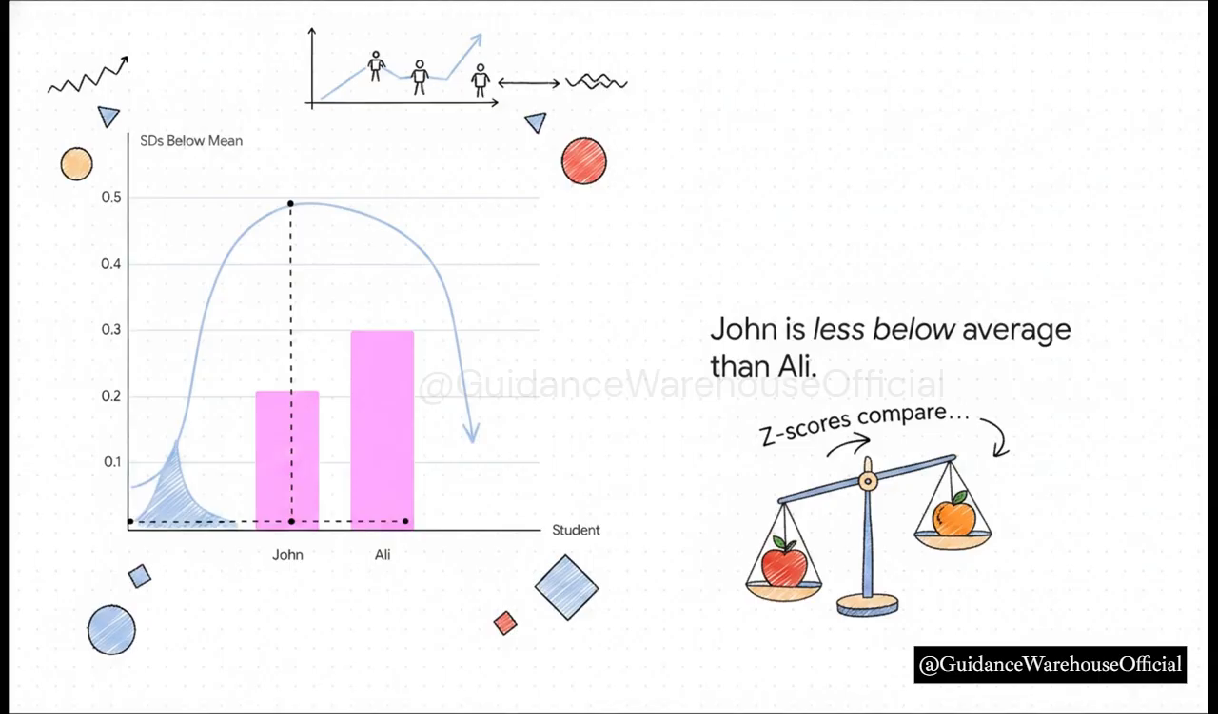Both guys are below their school's average, that's why both z-scores are negative. But John is only 0.21 standard deviations below his average, whereas Ollie is 0.30 standard deviations below. Since John is less far below average than Ollie, John is technically performing better compared to his classmates. See? Z-scores let you compare apples and oranges perfectly.